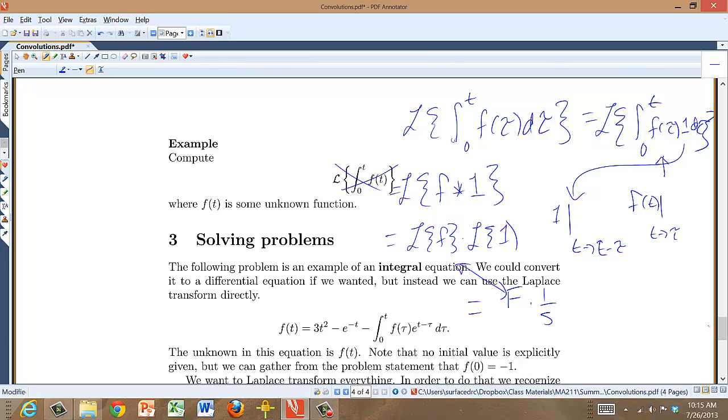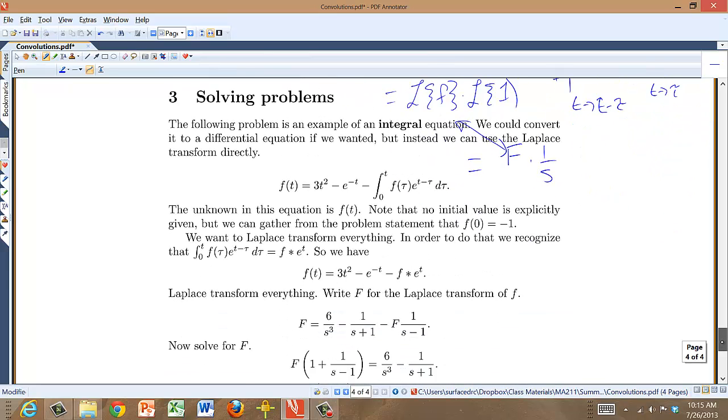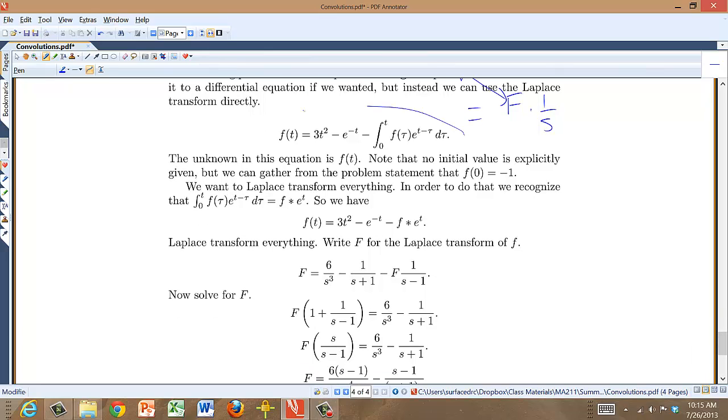So, okay, let's go ahead and solve some differential equations involving these convolution integrals. So I want to solve this equation here for the unknown function f. Okay, so I want a function f such that f of t is equal to 3t squared minus e to the minus t minus that integral. Okay, so again, the unknown function is f. These are called integral equations because they involve these integrals here. It's not a differential equation. We could convert it to a differential equation, but that's not as much fun.